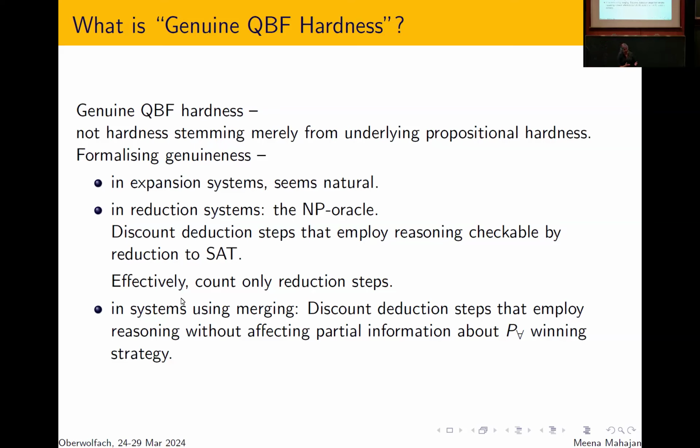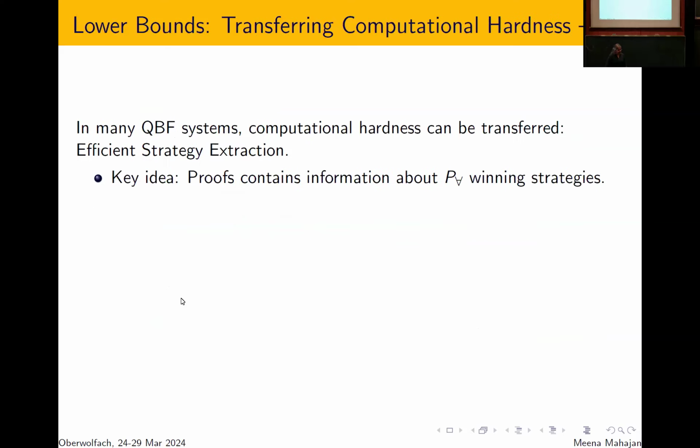In systems with merging, you could also formalize this in some way, and so we have ways of talking about genuine QBF hardness. And what we are trying to do here is to say, even assuming for whatever reason SAT and SAT is easy, what is it that makes these formulas hard to do? How does one transfer computational hardness? So, techniques for lower bounds. Propositional hardness is boring. So the next thing, can we transfer computational hardness?